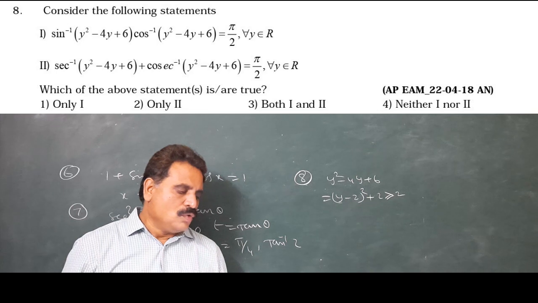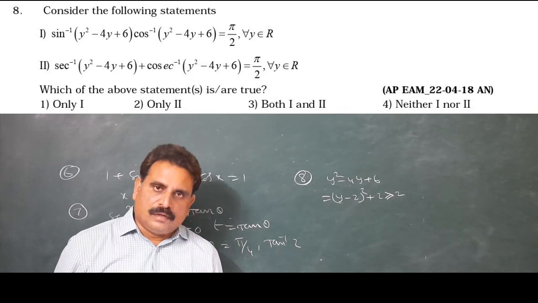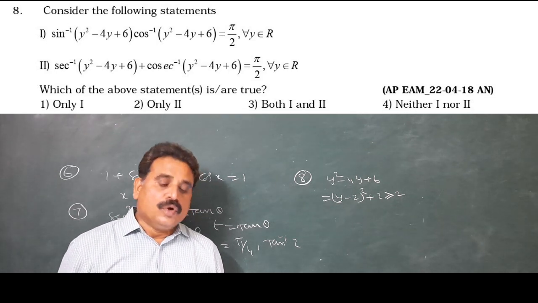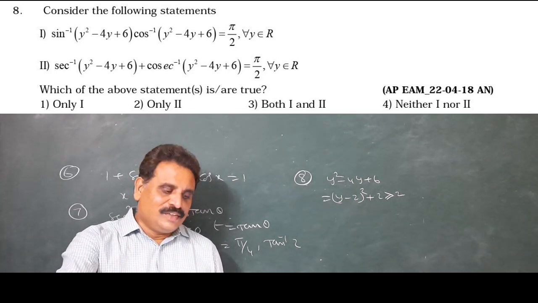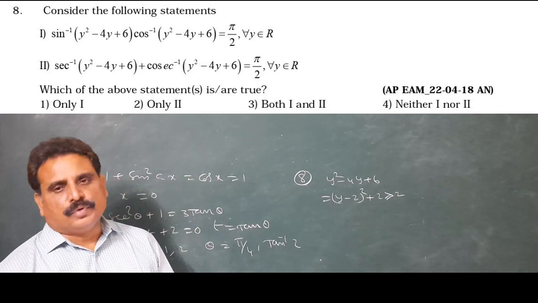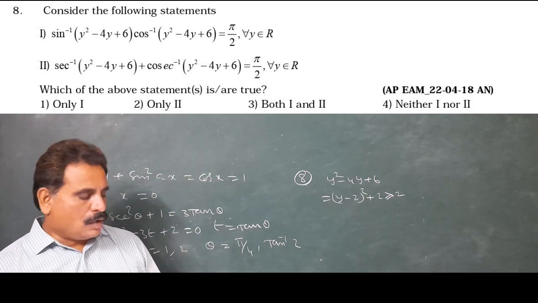Among the options, which one is true? Only one is wrong. First option wrong. Only 2, we don't know. Both 1 and 2 is wrong. Next, neither 1 nor 2. So either option 2 or 4. Now depending on 2, now check that.